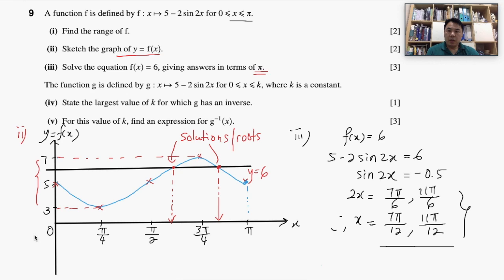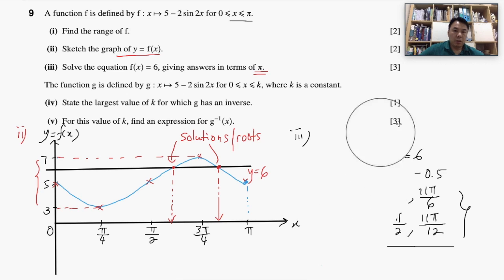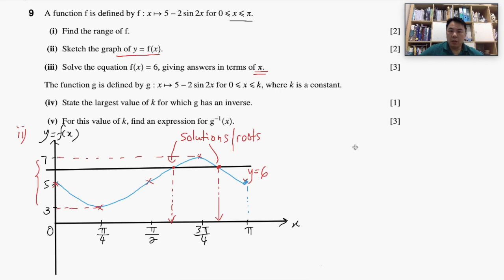Okay, state the largest value of k for which g has an inverse. Okay, that's good. Since we are referring to the same graph, I will leave this graph here. Let me erase the sections that we don't need. Okay, that is number 3. We are looking at number 4. It's the same function here. So let me clean this up. We don't need this at this point.